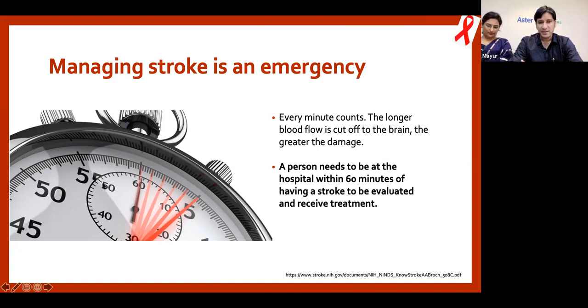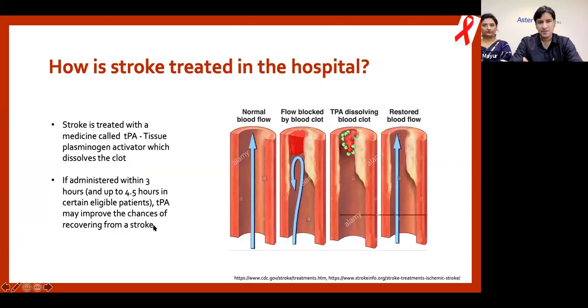So it is important that the moment the symptoms, like the FAST symptoms Sowmya mentioned, are there, you should act fast and be in the hospital within the first 60 minutes of the stroke onset, so that the diagnosis can be confirmed and treatment can be given. First and foremost, when the patient comes to the emergency room, we confirm the diagnosis by doing a basic scan like a CT scan, by which we can get an idea whether the patient has a clot in the brain or a blood vessel has burst in the brain.